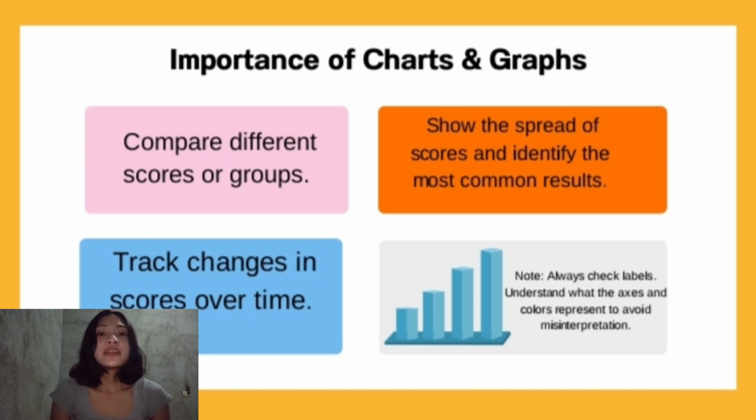Before I end, let me give you a very important note. First, always check labels. Remember, a chart is only useful if you know what it's showing. Look at the axes, the lines along the bottom and the side. What do they represent? For example, the bottom might be months and the side might be score out of 100. You should look at the colors or patterns if there are different lines or bars. What does the red line mean? What does the blue bar mean? If you don't understand the labels, you will misinterpret the data.